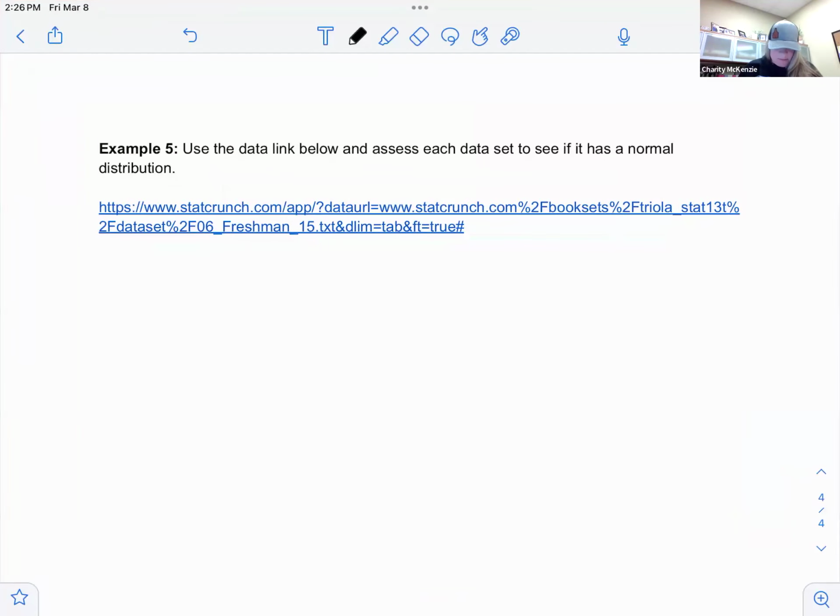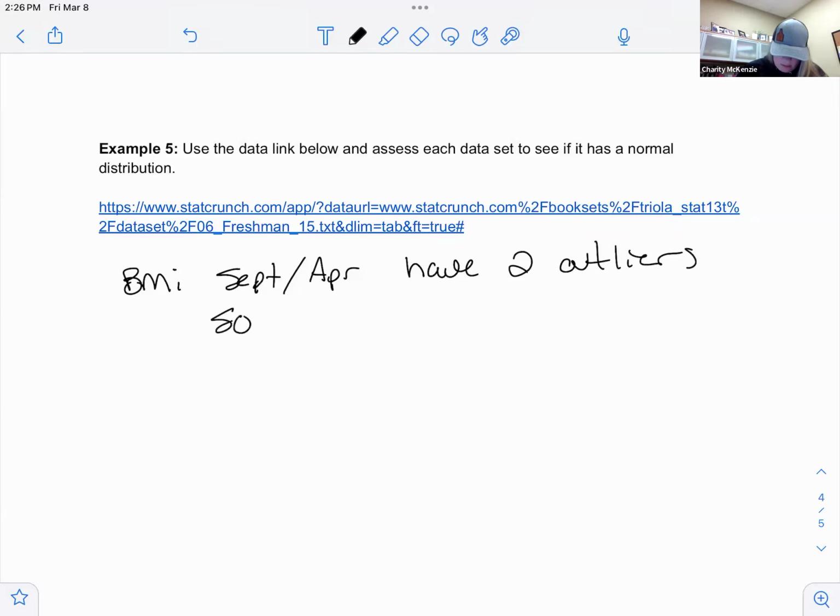However we want to put that, we could say BMI, both September and April, I think it was April, have 2 outliers, so not normal. And the weight, well, let's just add weight here, then we don't have to write as much. Weight for both September and April.